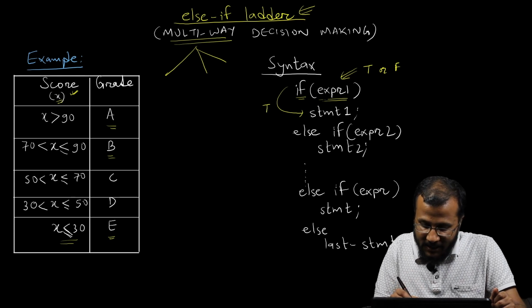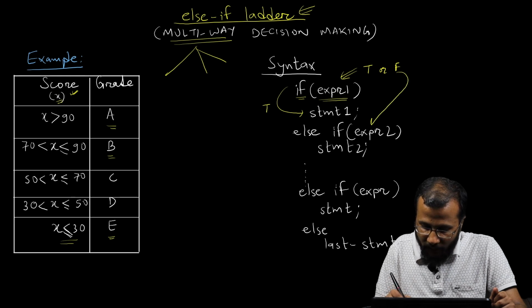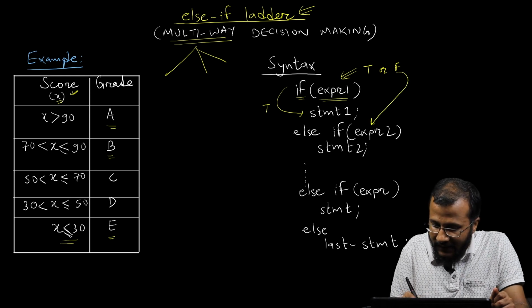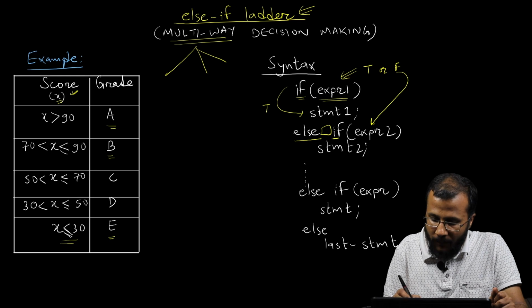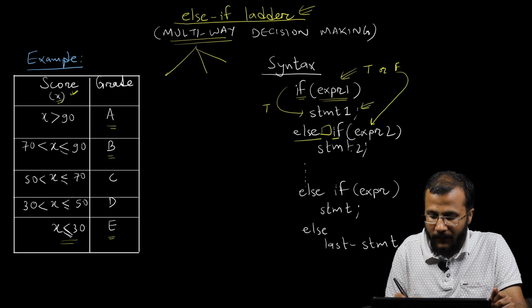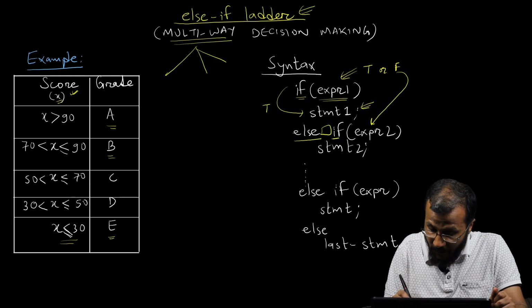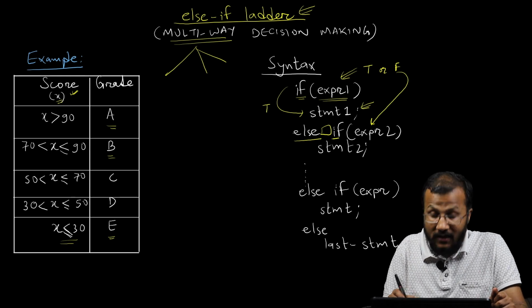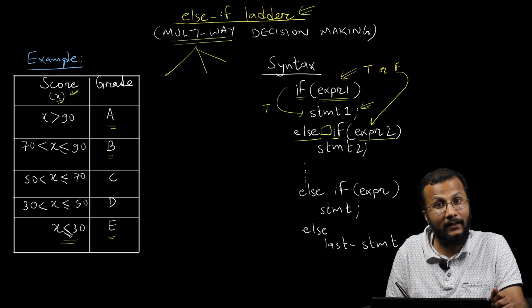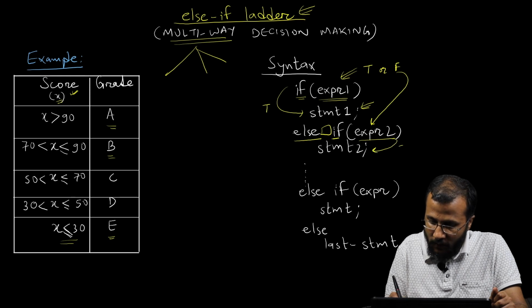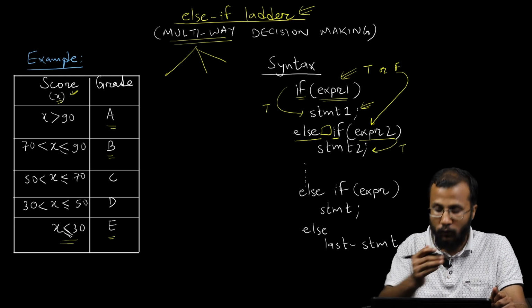But in case expression 1 is false, it will go to the next if. Here you see I have written if, and then this is else if. So there's a space between else and if here. You give the statement 1, that is the statement of the if part. If expression 1 is true, you execute statement 1. If expression 1 is false, you go to the next if, to expression 2, and evaluate. If this is true, you execute statement 2 and then you stop. You do not go further.